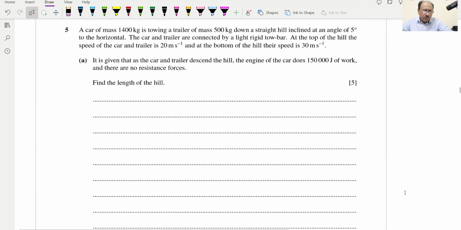Now we can move to question number 5. Question number 5 says a car of mass 1400 kg is towing a trailer of mass 500 kg down a straight hill inclined at an angle of 5 degree to the horizontal.